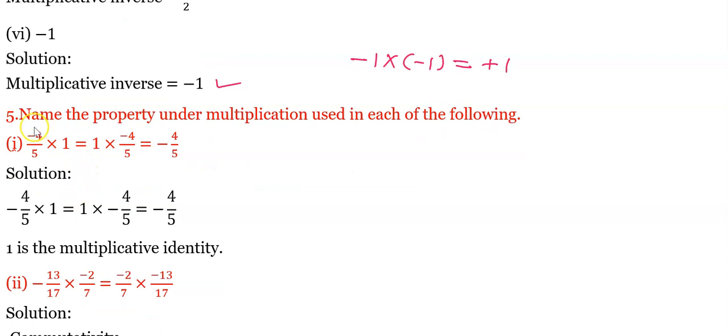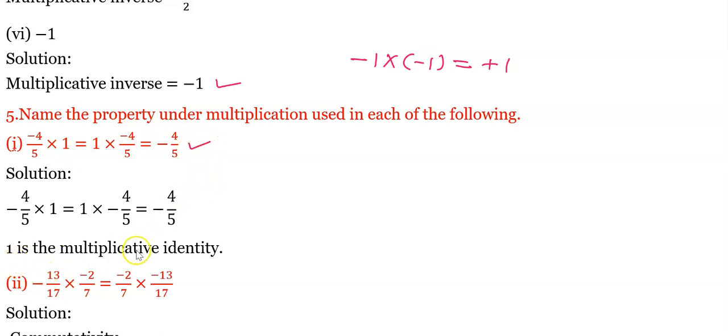Now the next, name the property under multiplication used in each of the following. Minus 4 by 5 into 1 is equal to 1 into minus 4 by 5, and that is equal to minus 4 by 5.